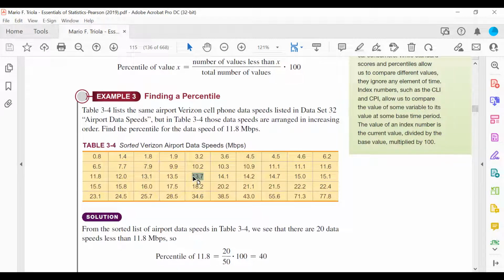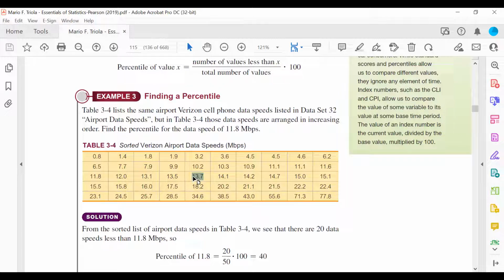So that's what the top number is: the number of values less than 13.7. There were 24 numbers. I'm going to divide that by the total number of data in that box. Let's count them. I believe there are 5 rows, and each row has 10, so that means there are 50. So it would be 24 over 50 times 100.